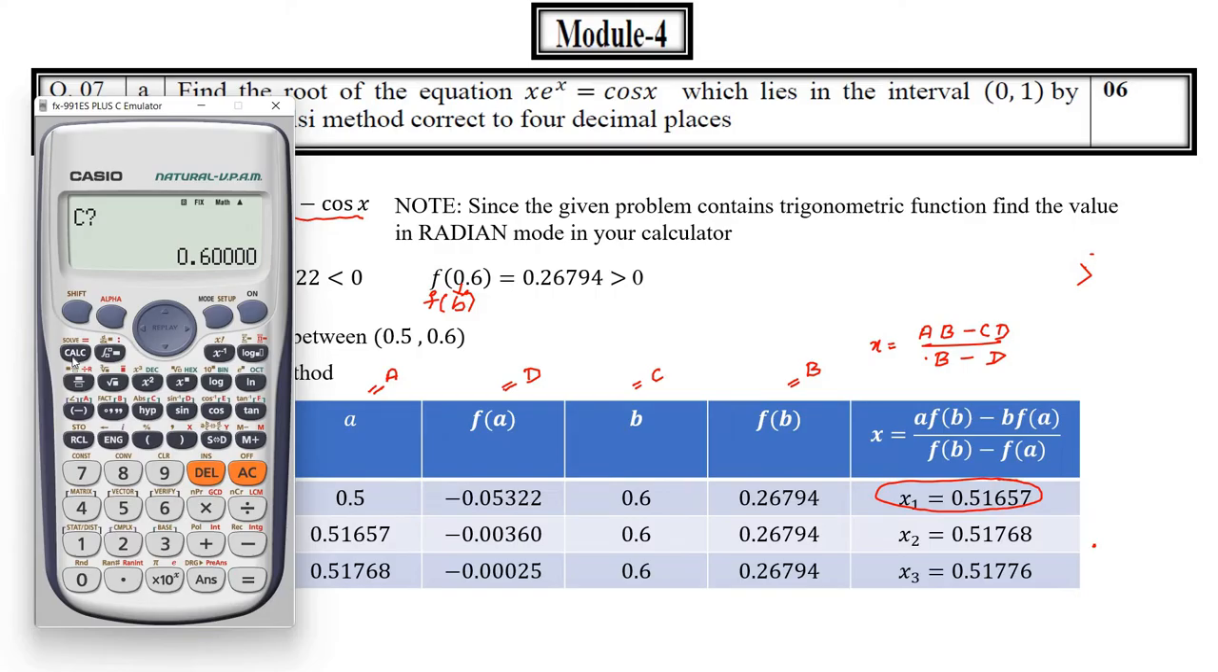Next 0.6. Next minus 0.00360 plus equal to. You got the value of x2. That is what I have written here. X2 value I have written. So you can note down that x2 value.